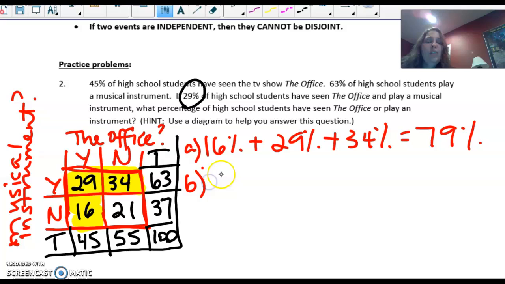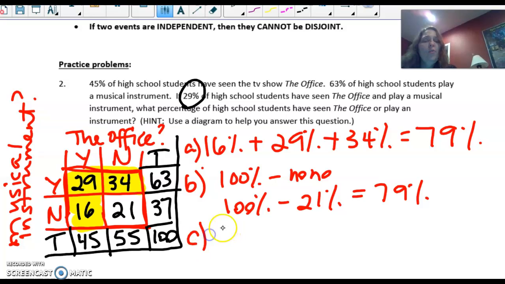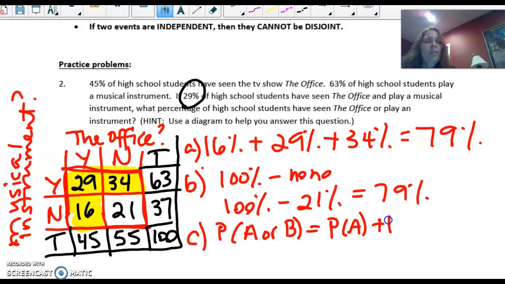Another way to do it is you could take 100% minus the no-nos, which is 100% minus the 21%, and sure enough, that still gives us 79%. Another way you could do it is to use the formula, which says the probability of 2 variables, the or for 2 variables, A or B, is the probability of A plus the probability of B minus the joint probability of both A and B.